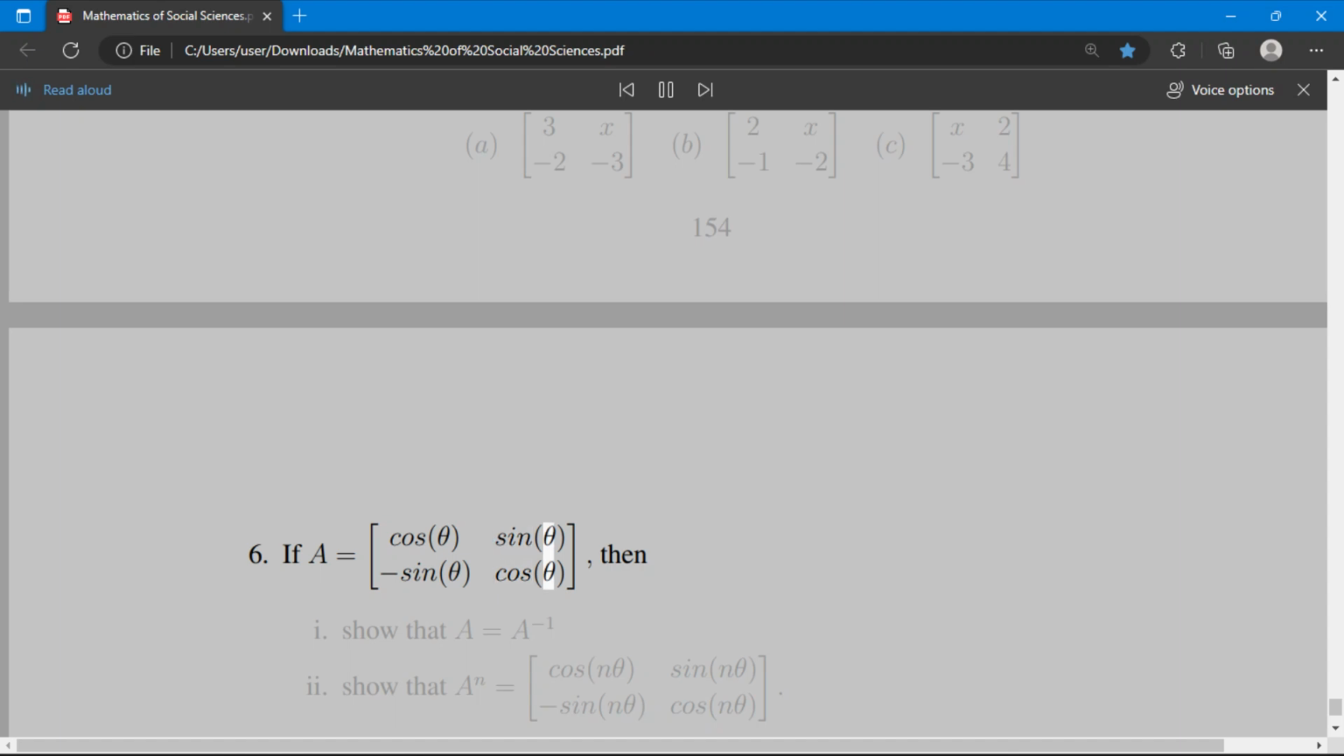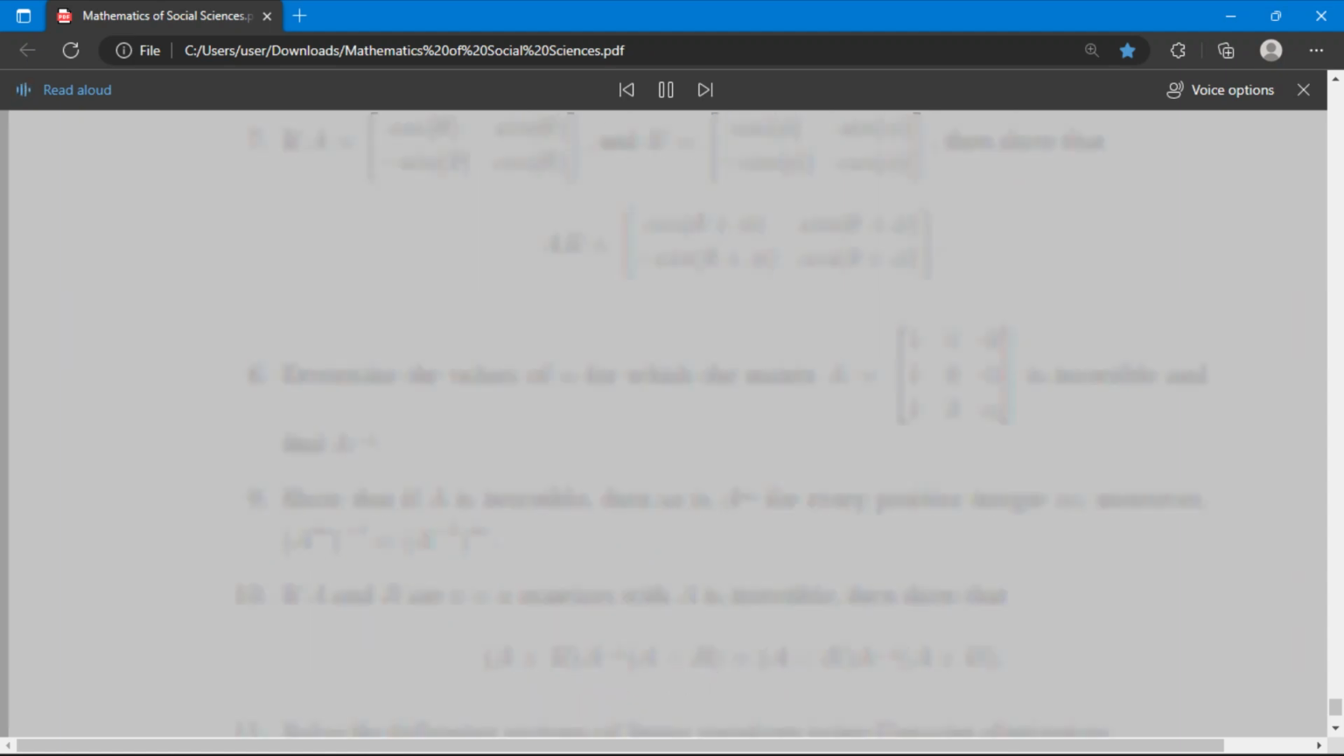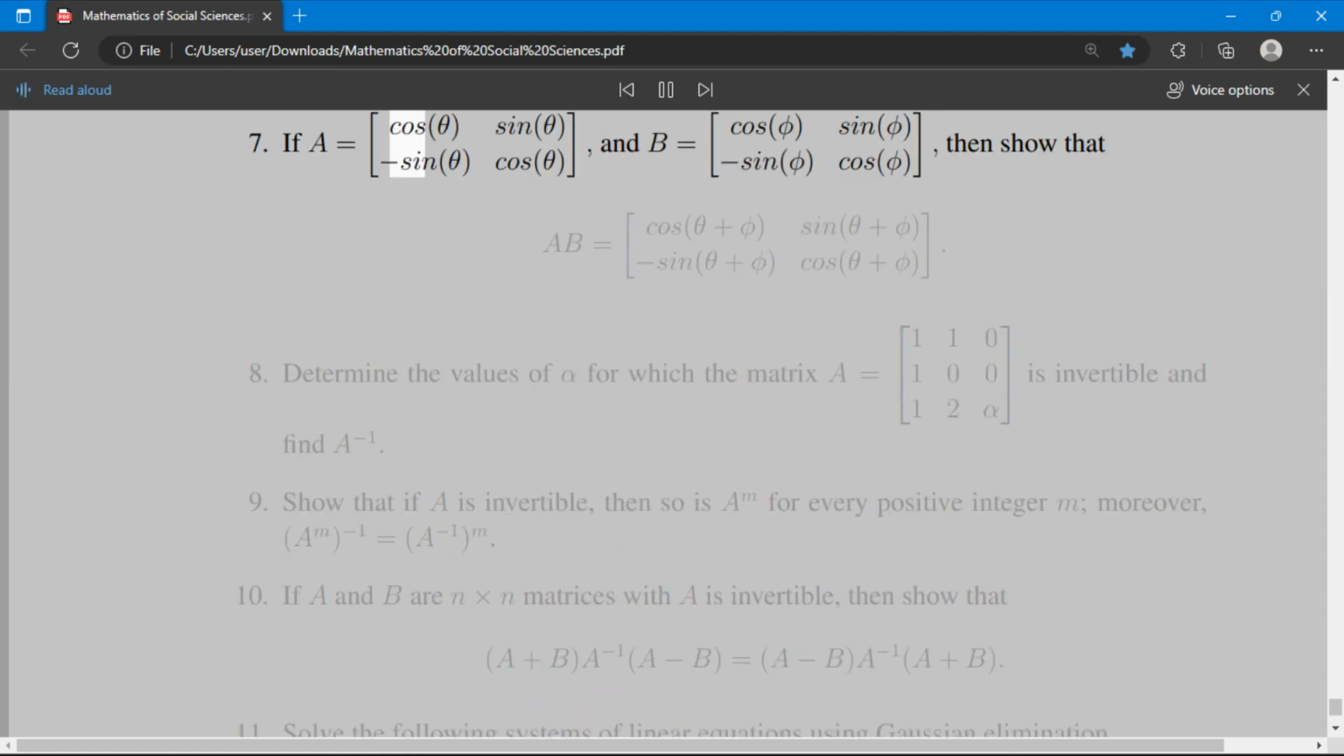6. If A = [cos theta, sin theta; -sin theta, cos theta], then show that A^T = A^-1. 2. Show that A^T = [cos theta, -sin theta; sin theta, cos theta].